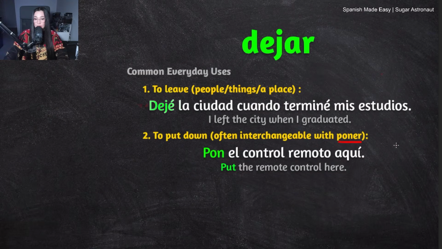You can change this to pon, okay, which is the verb poner, the one I told you about that you can use instead of dejar. You can use either one, dejar or poner, to say to put something down. Pon el control remoto aquí means the same thing. Put the remote control here. So this one is another great basic meaning of the verb dejar.